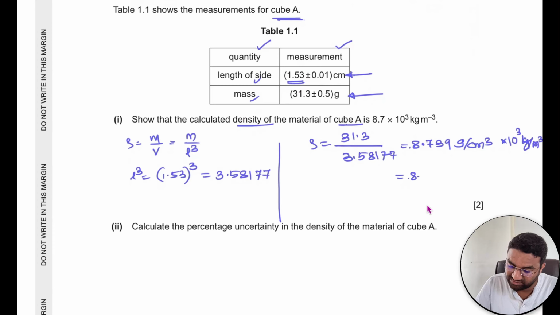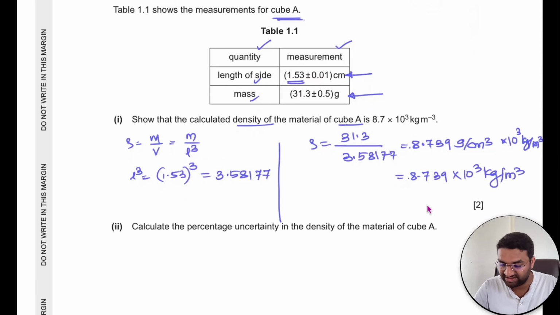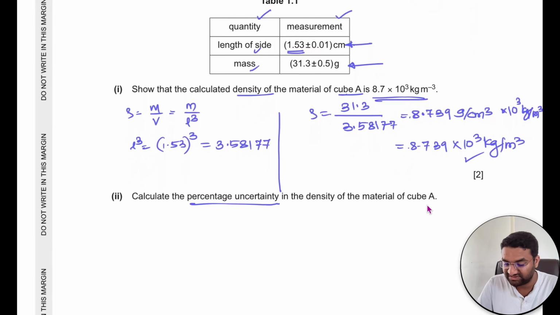So it's 8.739 times 10 to the power of 3 kg per meter cube. That's the answer, and that is what we have to show here. Then calculate the percentage uncertainty in the density of the material of cube A.